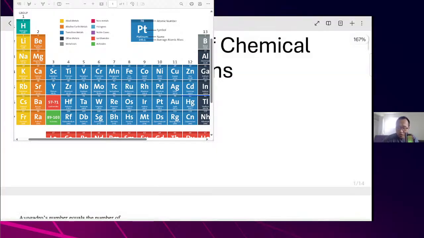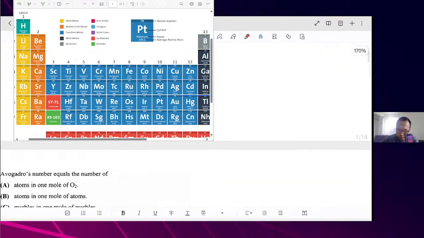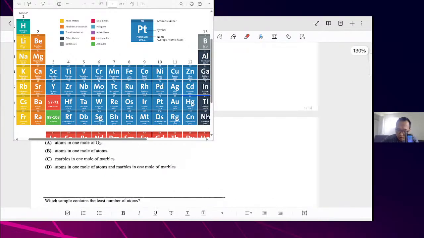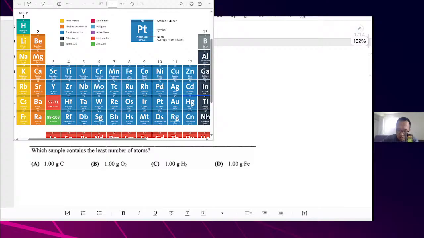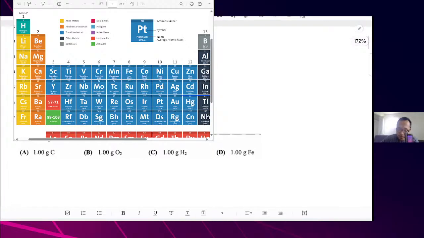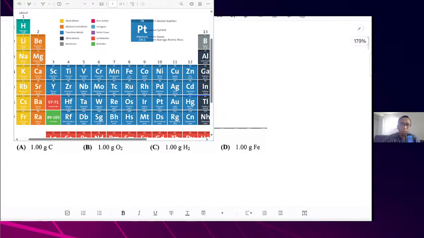Right? So now we are moving to another part, which is about stoichiometry and chemical reaction. This one is so important, and it is more likely to show up in the ACS exam. All right. So now we are moving on to this question.